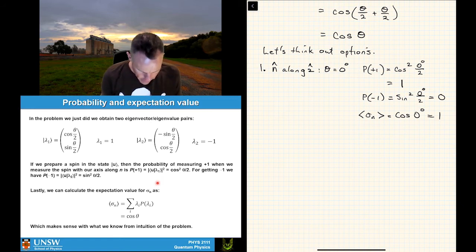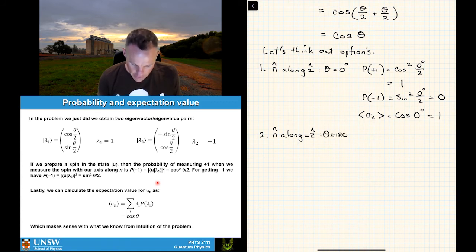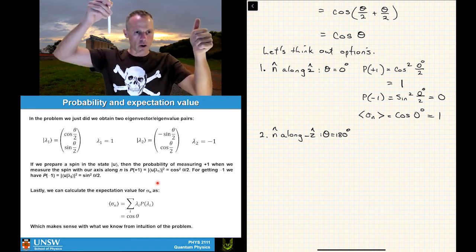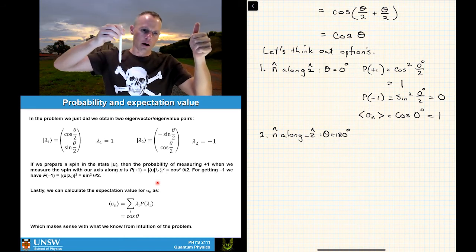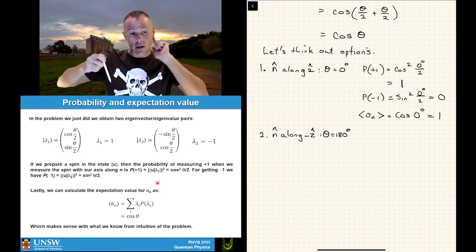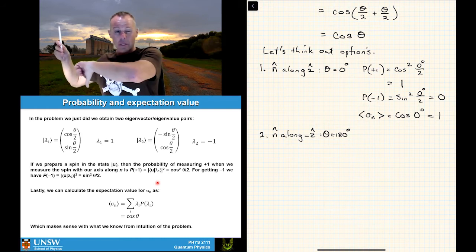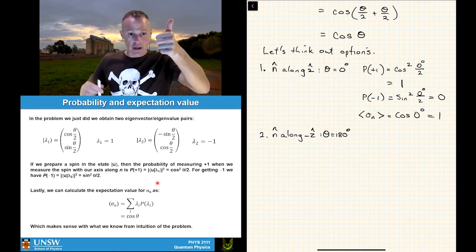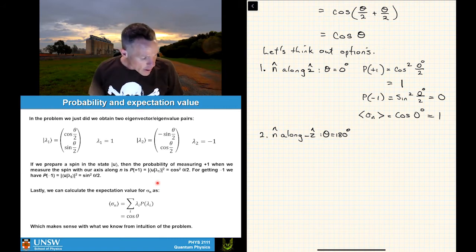Okay, so let's consider another case now just to see if this works sensibly. What we should be able to do is set n along minus z, right? And so this would correspond to theta equals 180 degrees. What we're basically doing here is taking a spin up that we've set, and now we've got the arrow on our meter, or the magnetic field in our Stern-Gerlach experiment, pointing downwards instead, right? So this is kind of equivalent to measuring up and putting it down in. So we're putting it up into something that's set to measure down.